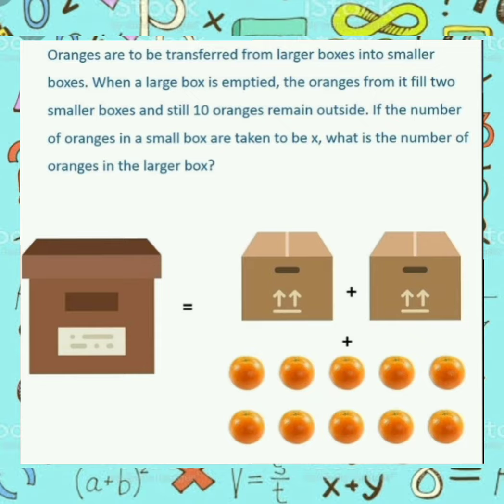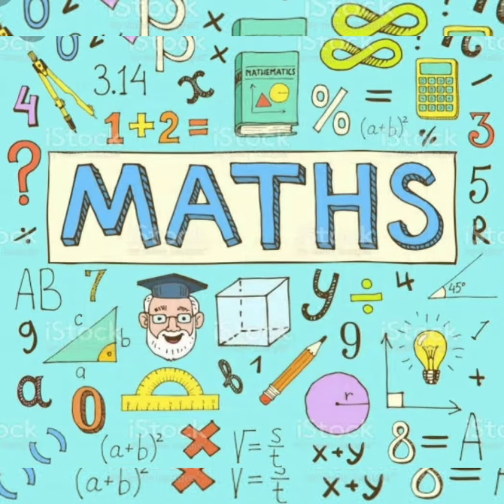problems given. Here the question reads, oranges are to be transferred from larger boxes into smaller boxes. When a large box is emptied, the oranges from it fill two smaller boxes and still 10 oranges remain outside. If the number of oranges in a small box is taken to be x, what is the number of oranges in the larger box? I have given the picture representation. And here is the explanation.